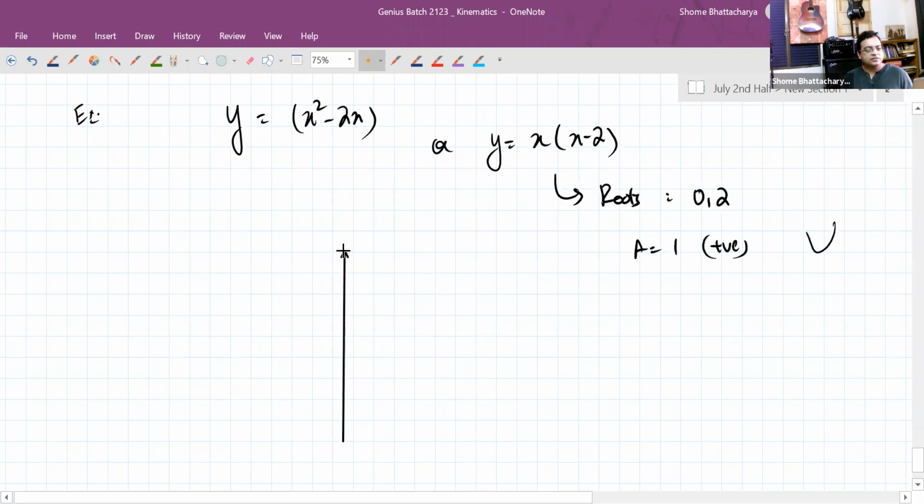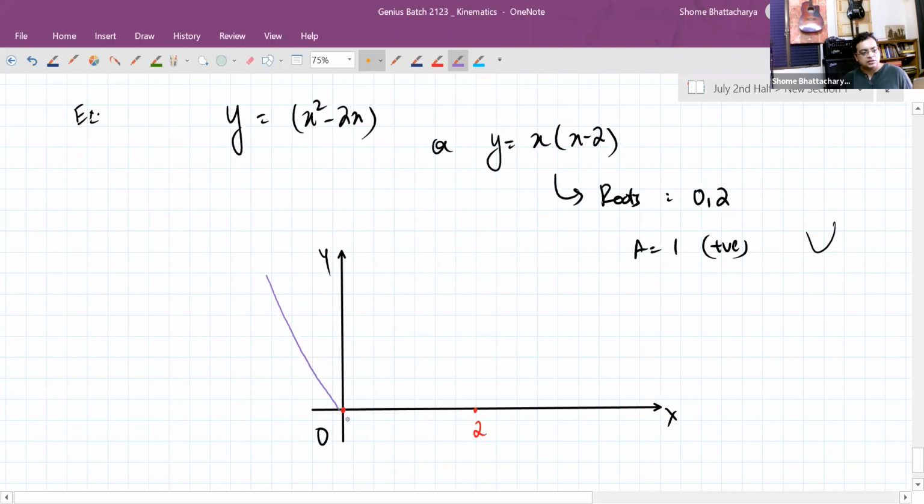So the moment you identified that thing, the x square coefficient is positive, and the roots are 0 and 2, immediately in your mind you have that clarity that okay, the graph is looking like this. It's passing through the origin point, it's passing through the point x equal to 2, and it's a parabola shaped like this. So obviously the shape of the curve is going to be something like this.